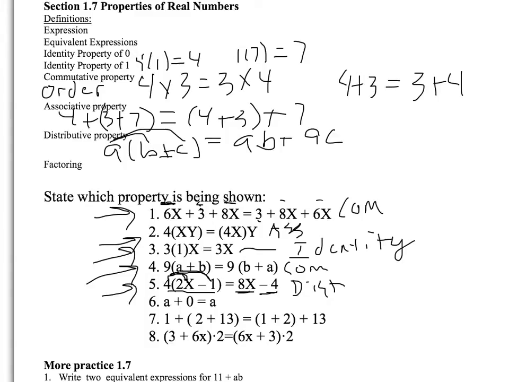Okay? Now, the next one here, we have a plus 0 equals a. And this is just like number 3, where we have 3 times 1x. 3 times 1 is just 3. Here, a plus 0 is just a. So this is the identity property for 0.